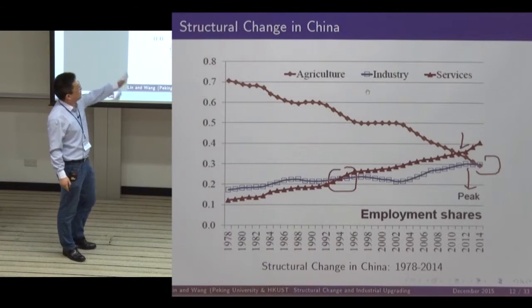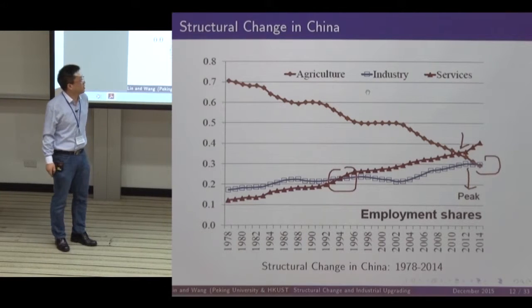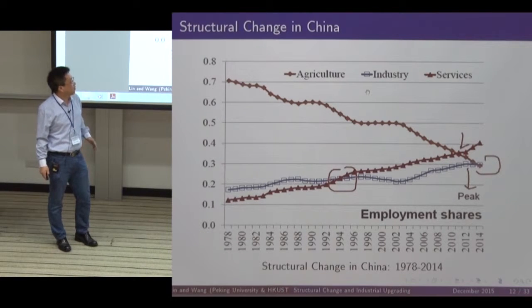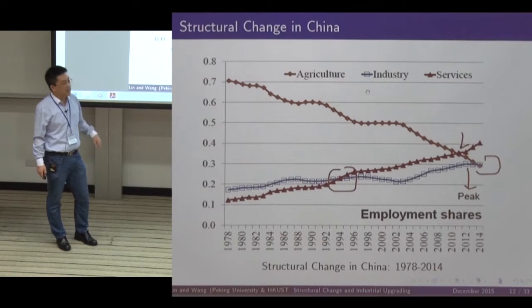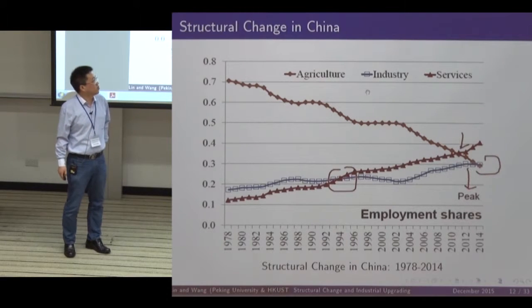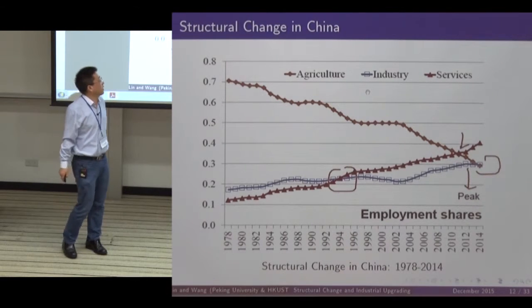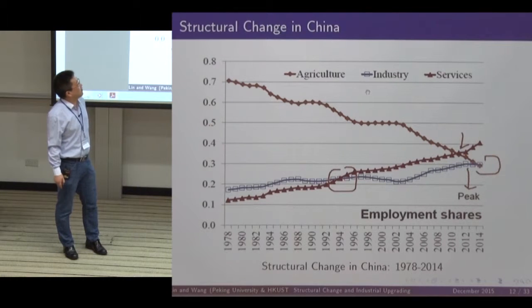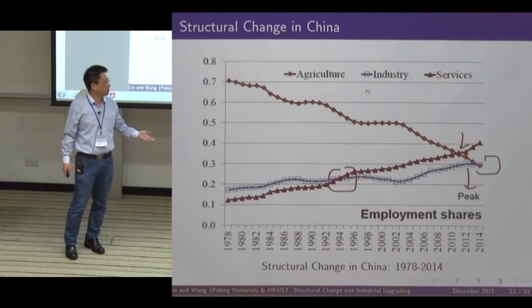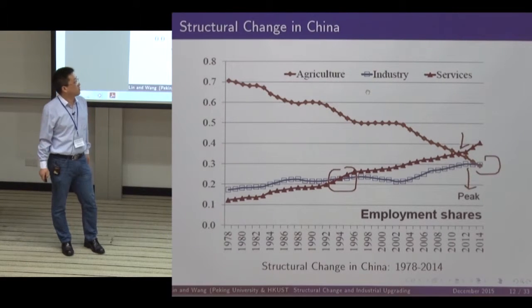So here, just to give you a picture of China's structural transformation. You do see that basically the employment share of service exceeded that of industry at around year 1994, 1995, and the employment share in service also exceeded agriculture around year 2011. Okay, so in terms of employment or job creation, it really comes from service.